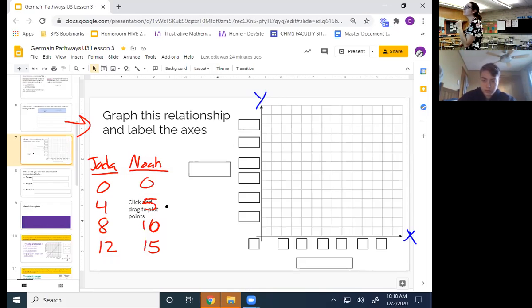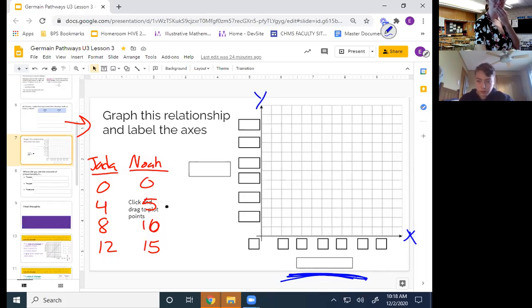Okay, awesome job. Let's take a look. When we're looking at this x-axis down here, what was the name that you gave the x-axis on this graph? Let me know in the chat. Lily, what'd you name it?